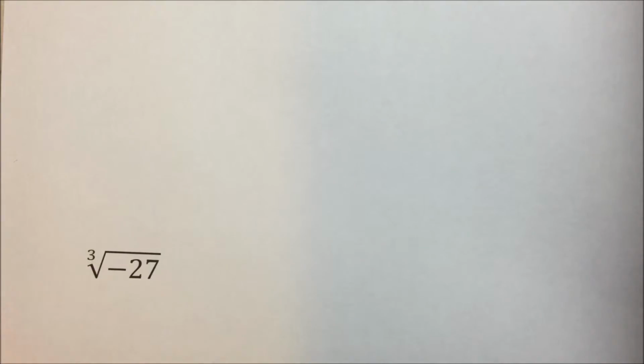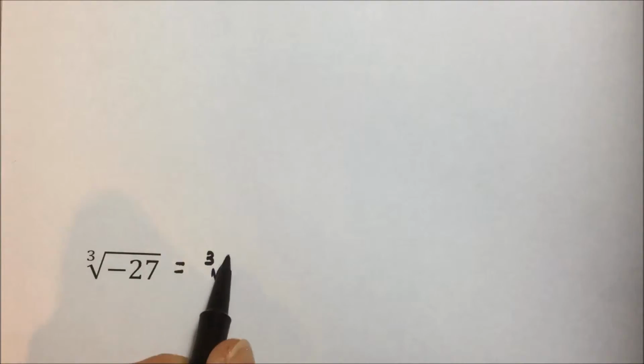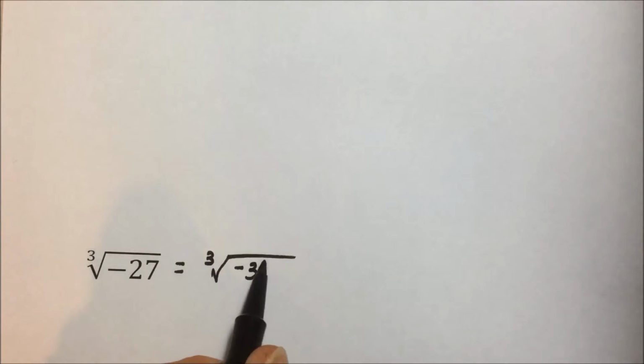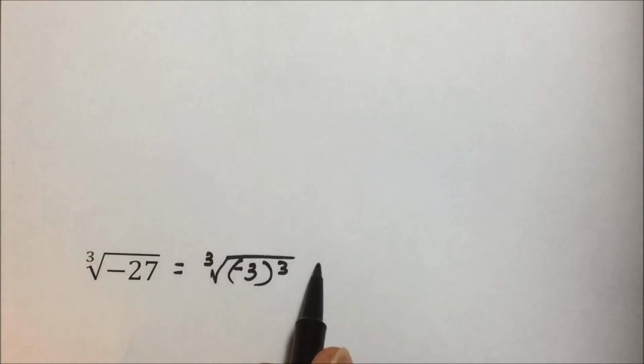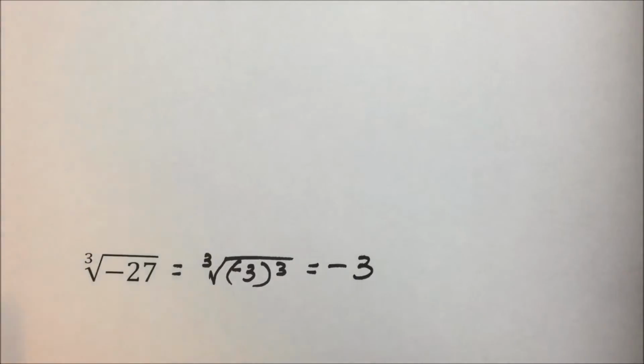Here they're asking us for the cube root of negative 27. What times itself 3 times is the cube root? Since negative 3 times itself 3 times is negative 27, the cube root of negative 27 is negative 3.